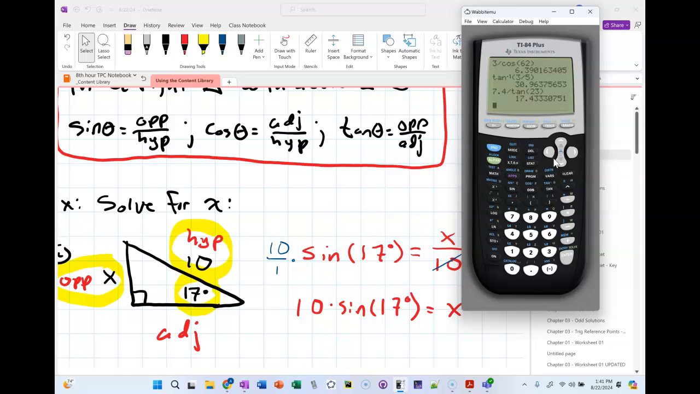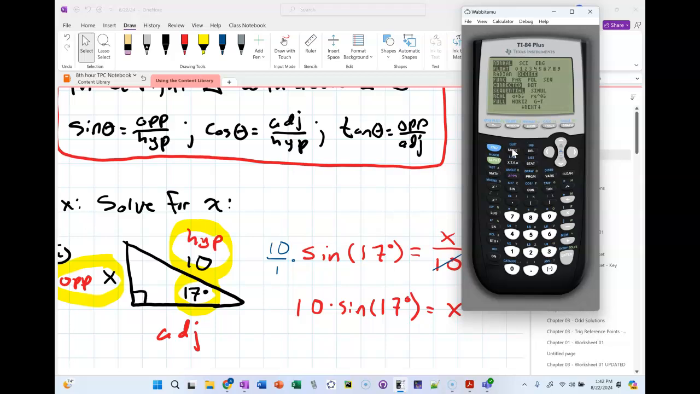The first thing I want to do is check my mode. So I'm going to press the mode button right next to the blue second button. For this problem, my calculator should be in degree or radian mode. Degree mode. Why do I know I need to be in degree mode? Because the angle in this problem is in degrees. 17 has the degree symbol after it, right? So if your calculator is not in degree mode, use your arrows until you're on degree and then press enter.